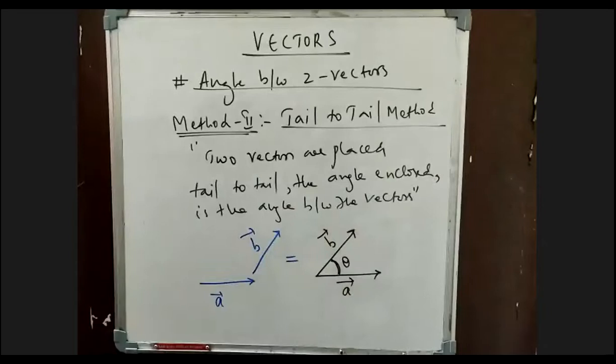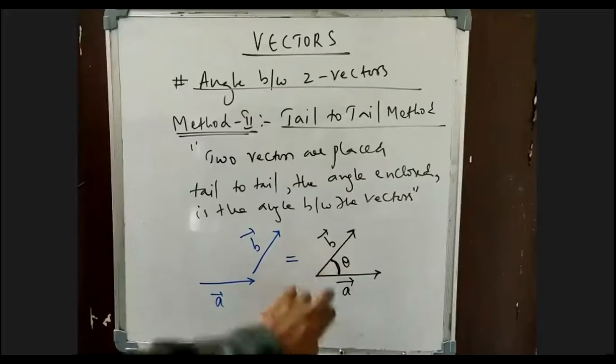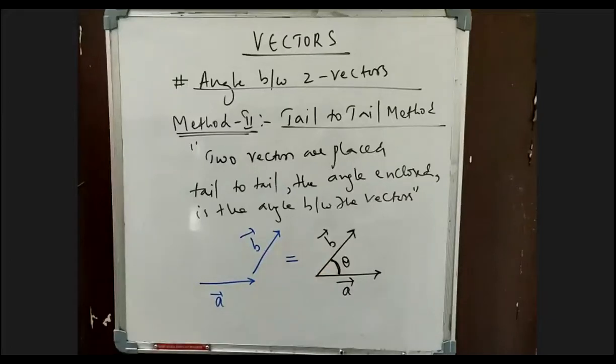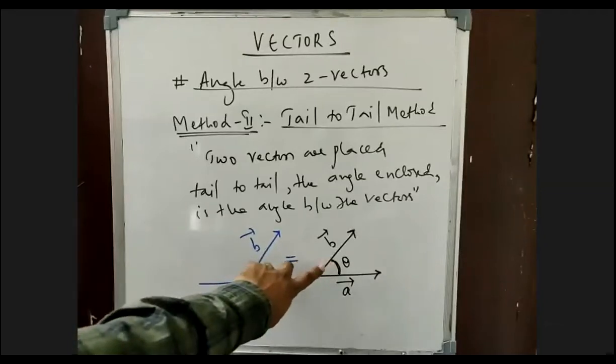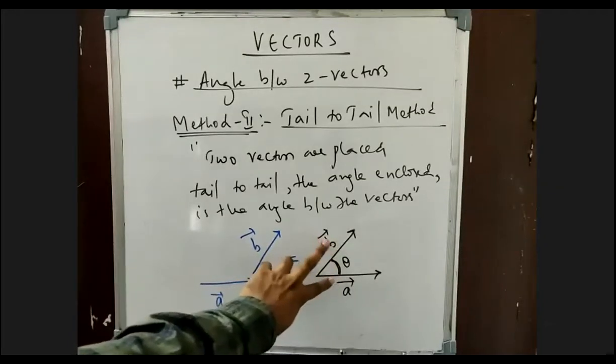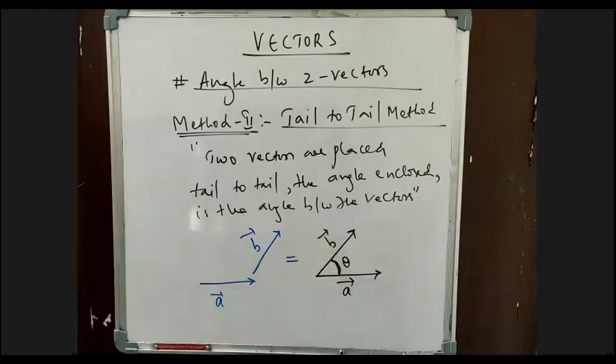So in the tail to tail method, two vectors are being placed tail to tail. The angle enclosed is the angle between the vectors. Sir, should we take the angle which is internal or external? Internal. I told you, angle enclosed. In tail to tail, angle enclosed means we should take the internal angle, theta. See, in the diagram I have drawn here right now, whatever angle is enclosed between the two vectors A bar and B bar, that will be the angle. Yes, sir.